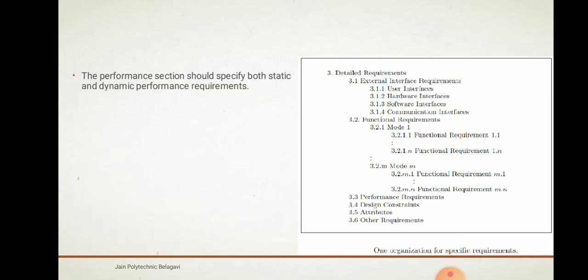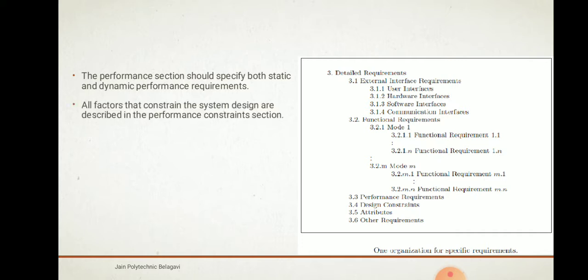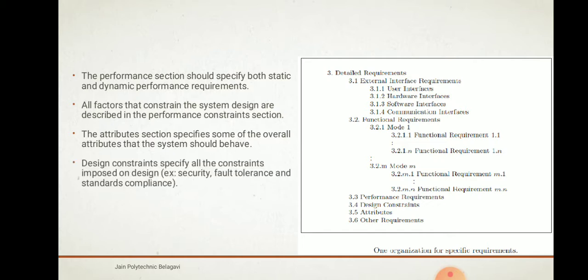The performance section, as you can see here, specifies both static and dynamic performance requirements. All the factors that constrain the system design are described in the design constraints section. Now the attribute section specifies some of the overall attributes that a system should have. Design constraints will specify all the constraints that are imposed on the design.